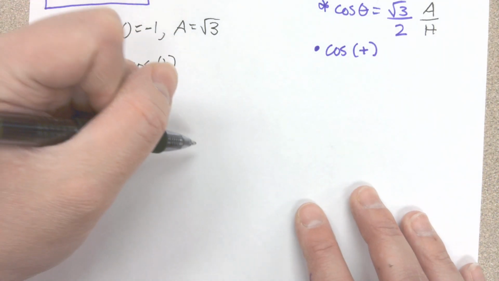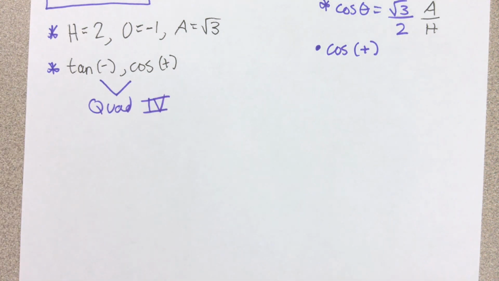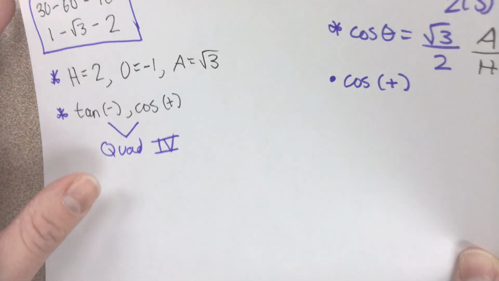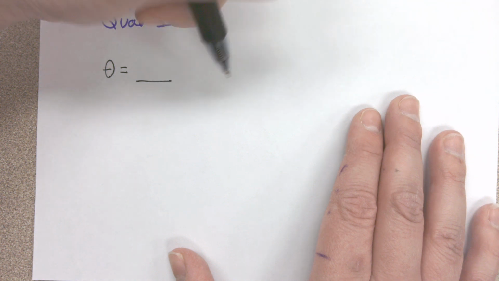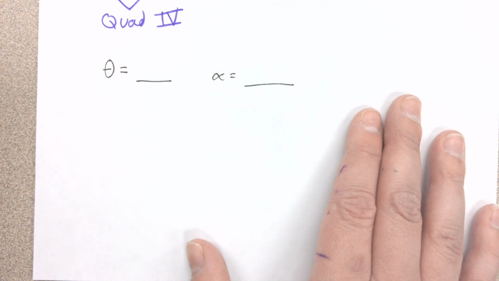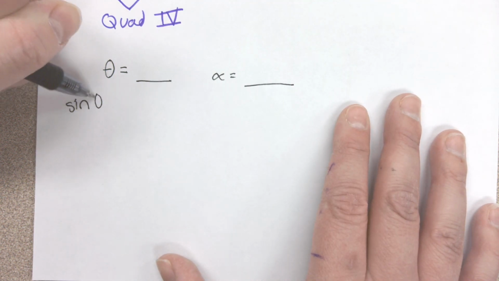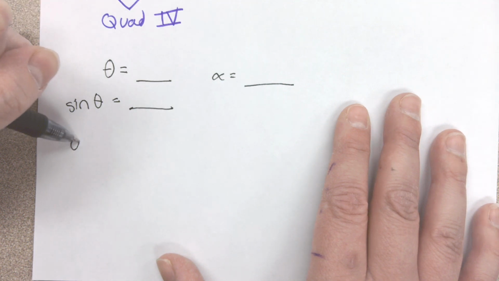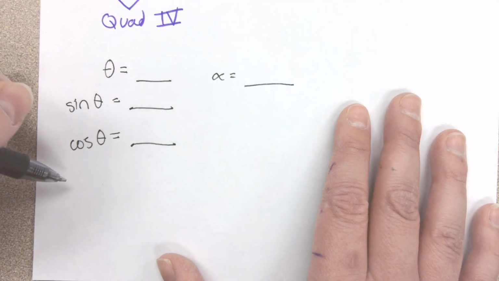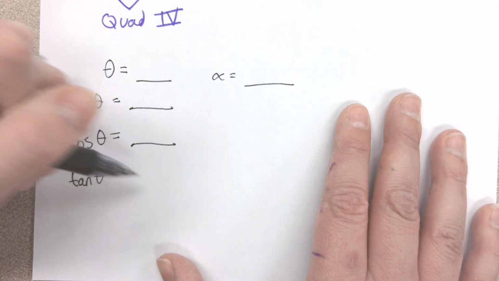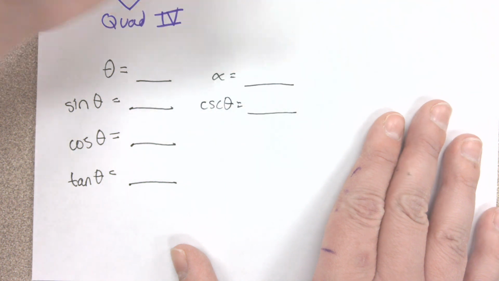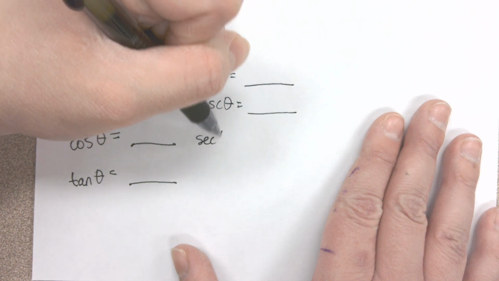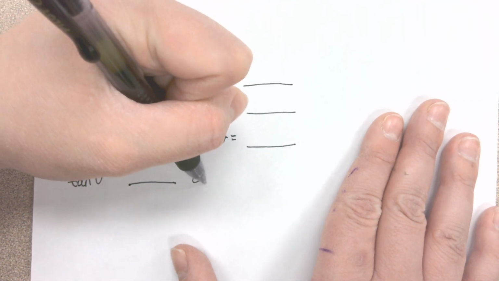All right, let's graph. And if you remember the directions, we're finding all 6 trig functions, so I'm going to go ahead and set up those blanks so I know how much space I'm working with here. So we have to find theta and alpha, but we also have to do all the trig stuff. Sine of theta, cosine of theta, tangent of theta, and the reciprocals, cosecant theta, secant theta, and cotangent theta.